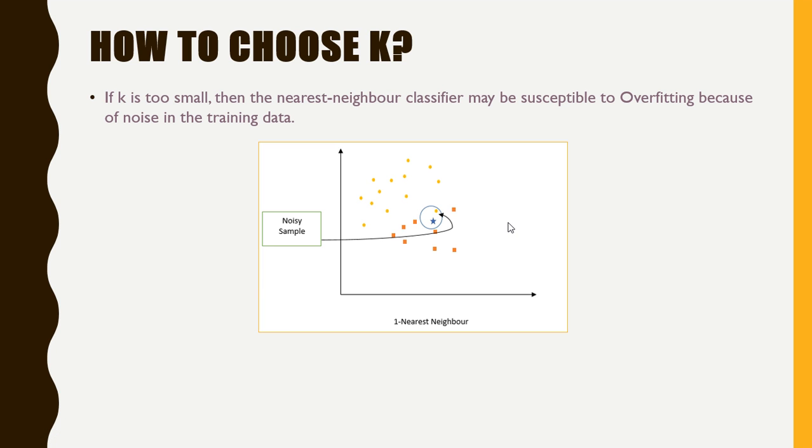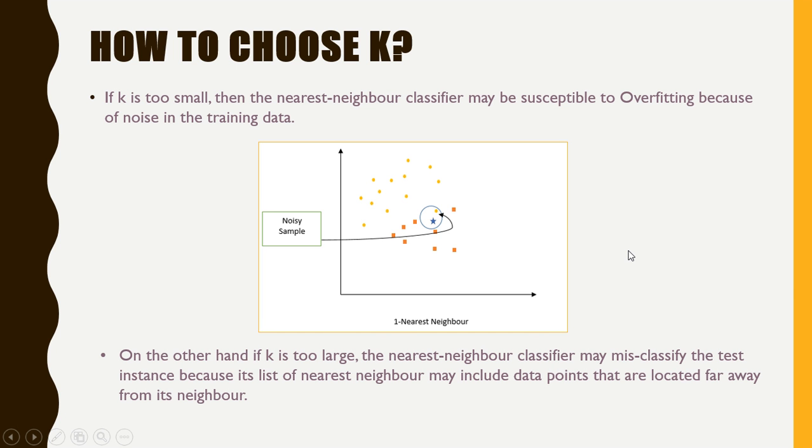If I consider only the one nearest neighbor, the 1NN, then the new sample got misclassified as a yellow dot. But I can clearly see that if I take 2, 3 or 4 nearest neighbors, then it's more likely that the new data will be classified as an orange square. On the other hand, if k is too large, the nearest neighbor classifier may misclassify the test instance because its list of nearest neighbors may include data points that are located far from it. Usually, a value between 5 to 10 is taken as a reasonable value of k.